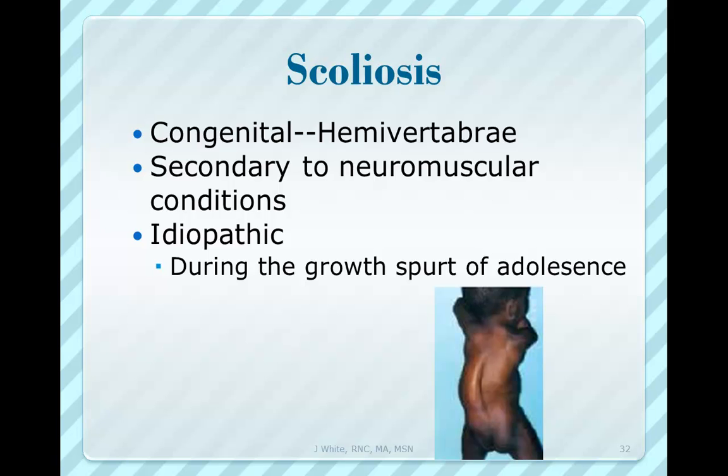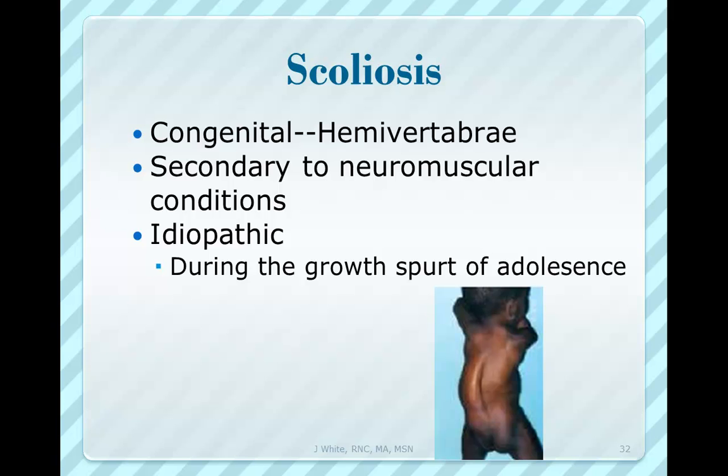Most commonly, scoliosis, though, is secondary to other conditions or idiopathic. Neuromuscular conditions: we see scoliosis a lot in children who sit in wheelchairs 24 hours a day or all their waking hours. They tend to sit in the same position. They often lean one direction, and they will develop scoliosis. If they have a weakness in the muscles, such as muscular dystrophy, we'll talk about that, that could lead to scoliosis.